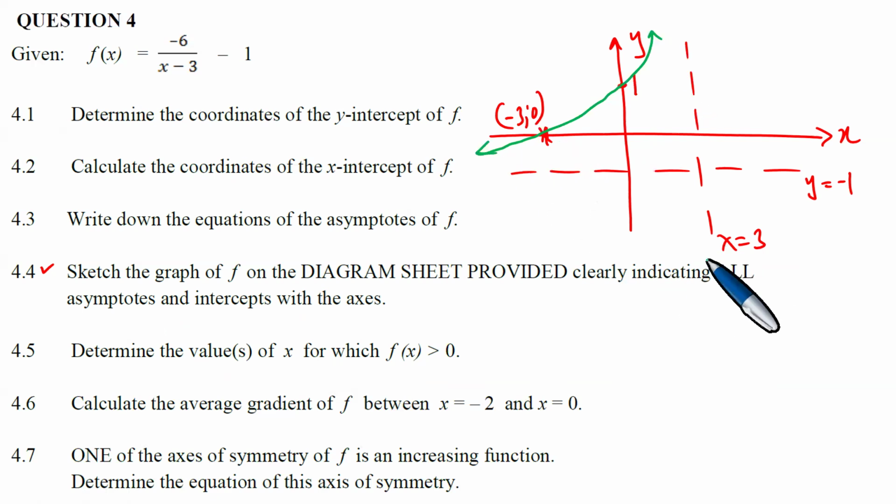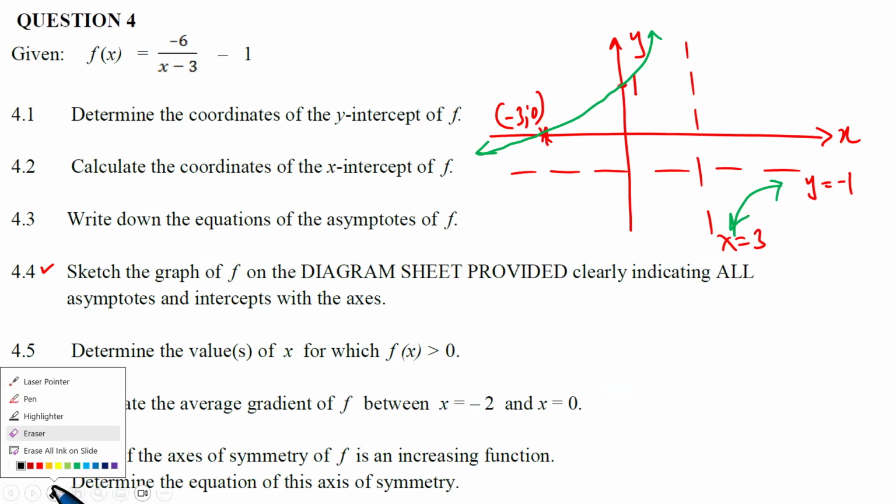And the other part of the graph will be most definitely there. Put it here so that you have exactly this graph, and this graph is the graph we want. We have sketched a graph on the diagram sheet, clearly indicating all asymptotes and intercepts with the axis. We have shown the y-intercept and the x-intercept there, so we are done with that part.